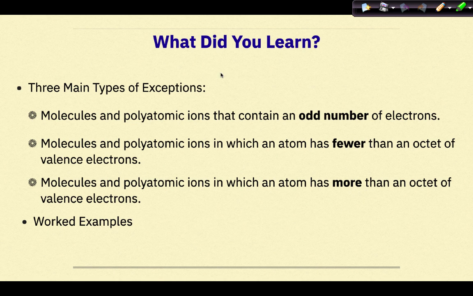So what did you learn in this tutorial? We talked about 3 main types of exceptions to the octet rule. The first dealing with an odd number of electrons, the second dealing with fewer than an octet of valence electrons, and the third dealing with having more than an octet of valence electrons. And then we did worked examples at the end.